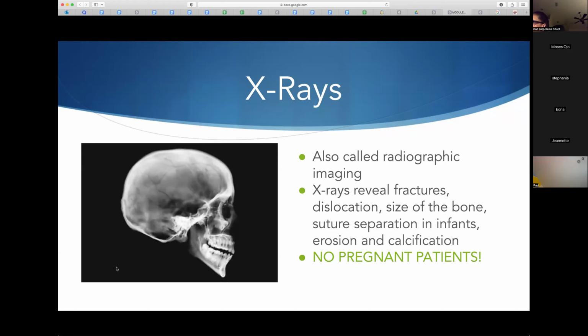so that their skull can get out of the vagina. Also, you can look for erosion, breakdown of bone, calcification, and excess hardening of bones. So it's not recommended for pregnant patients to have X-rays to avoid exposure of the fetus to radiation.